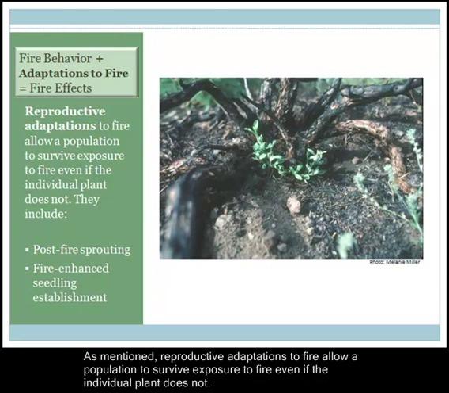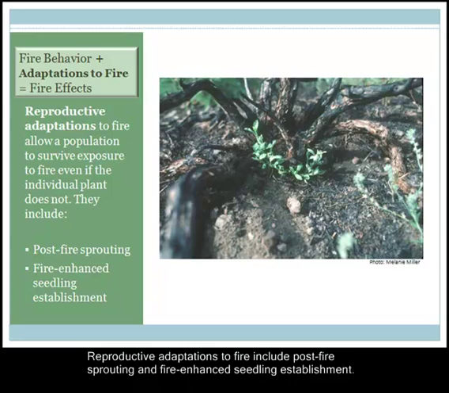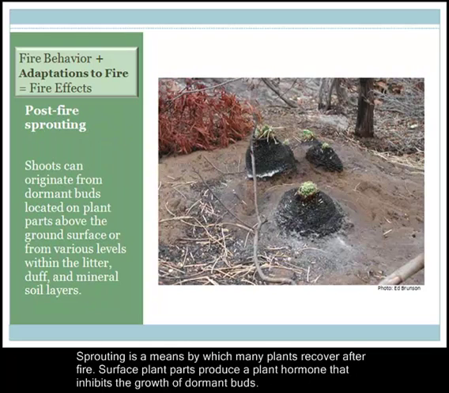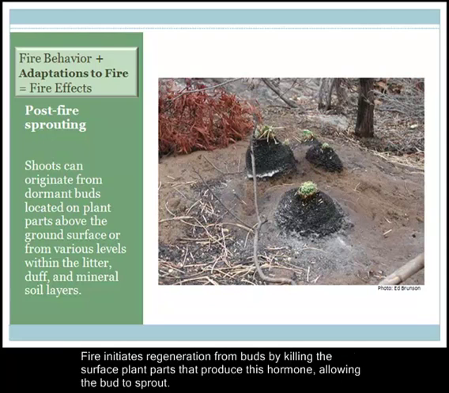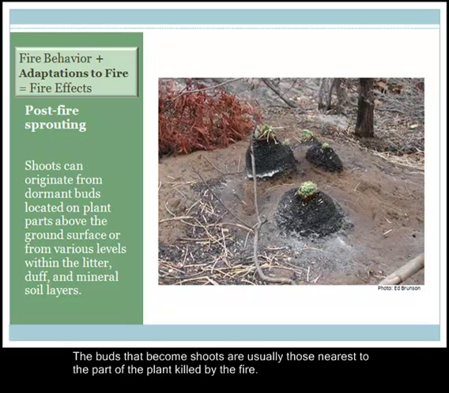As mentioned, reproductive adaptations to fire allow a population to survive exposure to fire even if the individual plant does not. Reproductive adaptations to fire include post-fire sprouting and fire-enhanced seedling establishment. Sprouting is a means by which many plants recover after fire. Surface plant parts produce a plant hormone that inhibits the growth of dormant buds. Fire initiates regeneration from buds by killing the surface plant parts that produce this hormone, allowing the buds to sprout. The buds that become shoots are usually those nearest to the part of the plant killed by the fire.